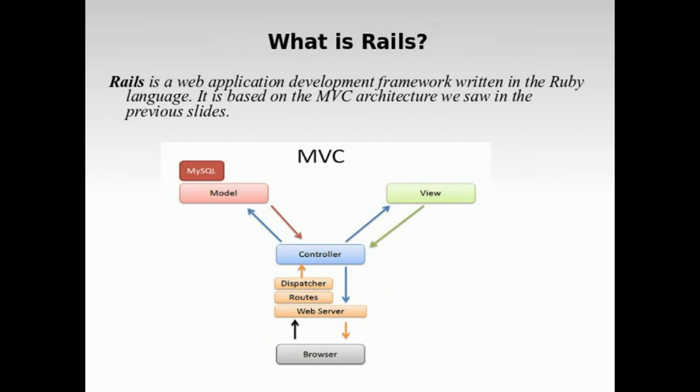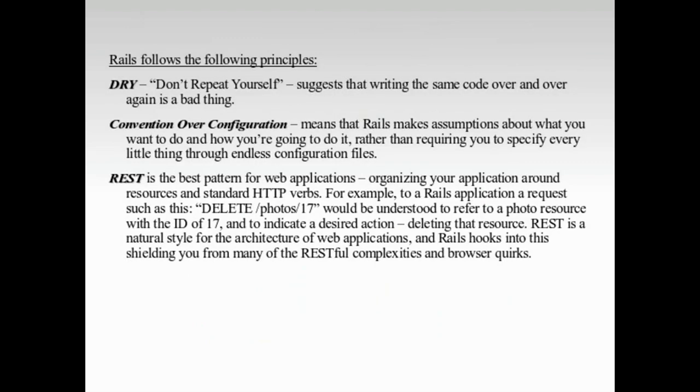REST is the best pattern for web applications, organizing your application around resources and standard HTTP verbs. For example, to a Rails application, a request such as delete photo 17 would be understood to refer to a photo resource with an ID of 17 and to indicate a desired action, deleting that resource. REST is a natural style for the architecture of web applications, and Rails hooks into this, shielding you from many of the RESTful complexities and browser quirks.